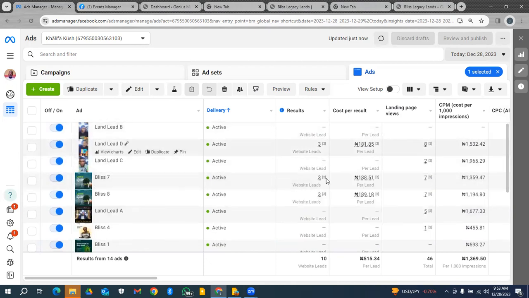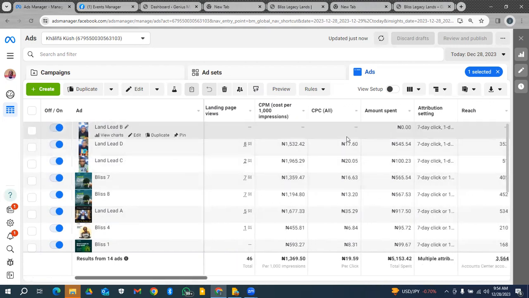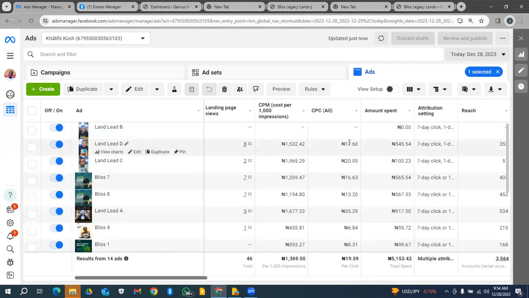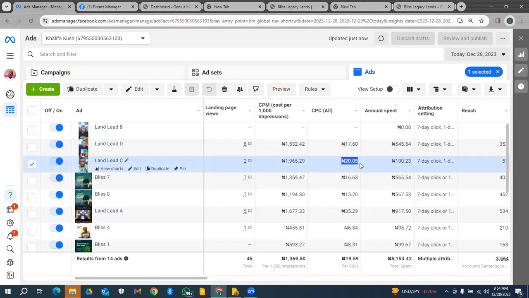So the next thing you want to check after your CPM is your CPC. Your CPC, like I explained, is the cost per click. For every person who touches your ad, who does anything with your ad, Facebook records it as a click, right? So your cost per click is here. Now, normally I will tell you that if your cost per click is above 20 naira, please kill that ad.